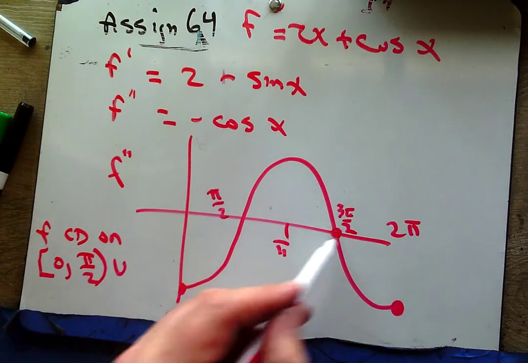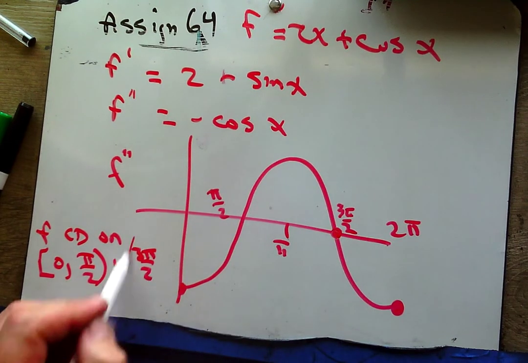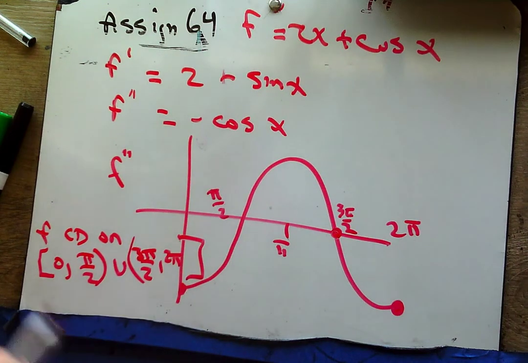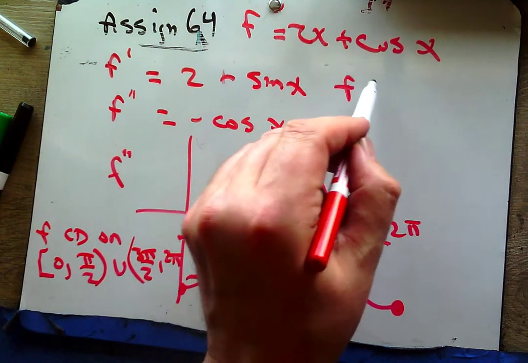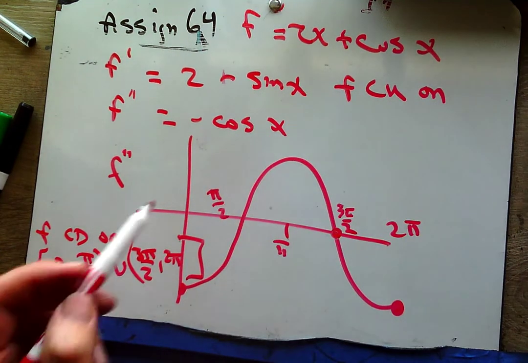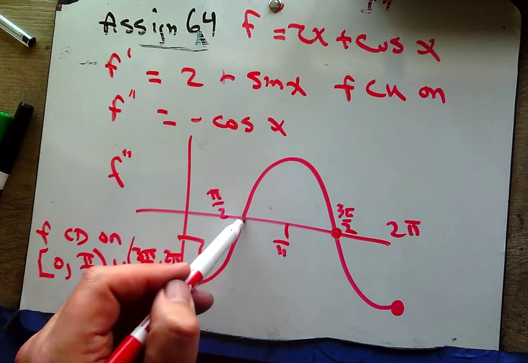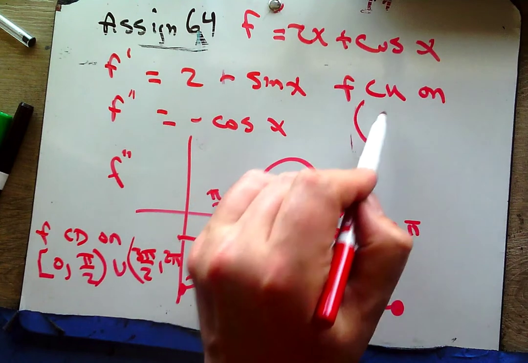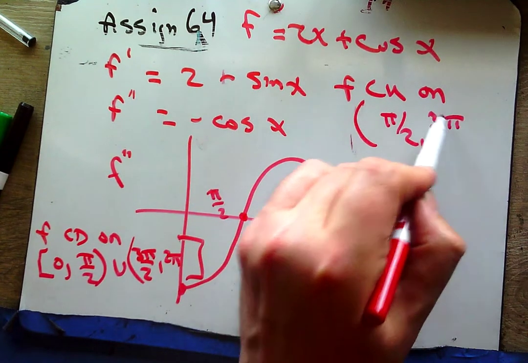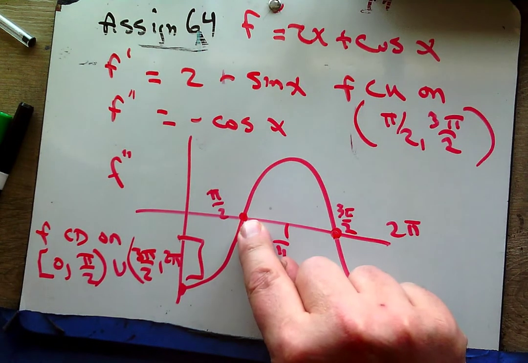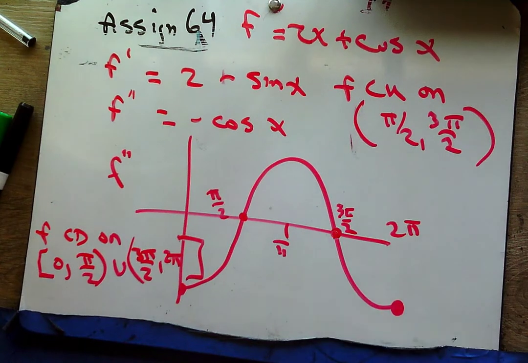union 3 pi over 2 to 2 pi. And I could say f is concave up when f double prime is greater than 0. So from pi over 2 to 3 pi over 2. So do we have any inflection points? Sure. At pi over 2 and at 3 pi over 2.